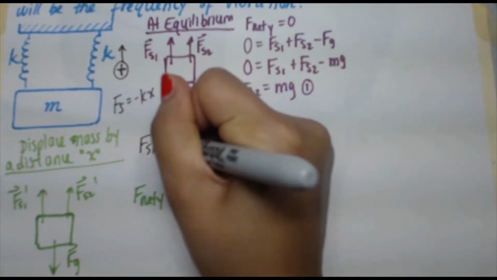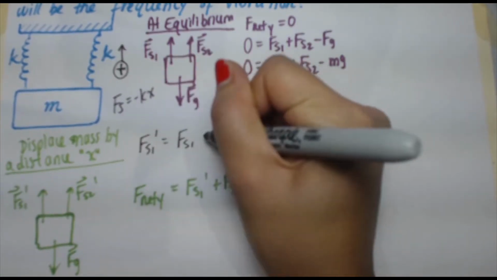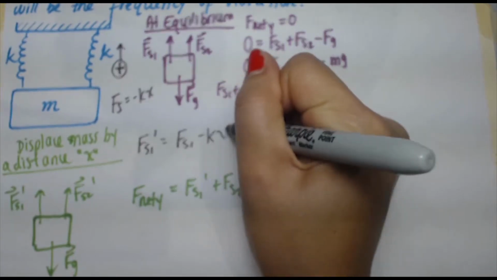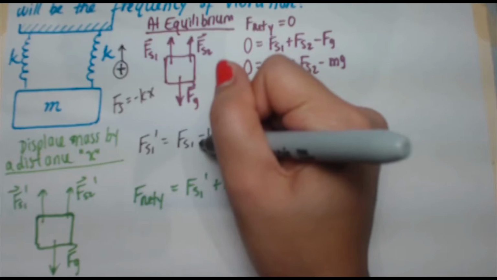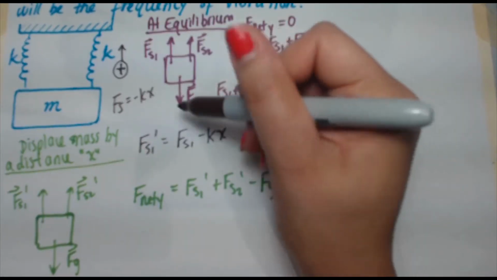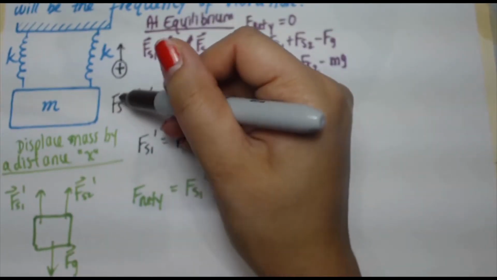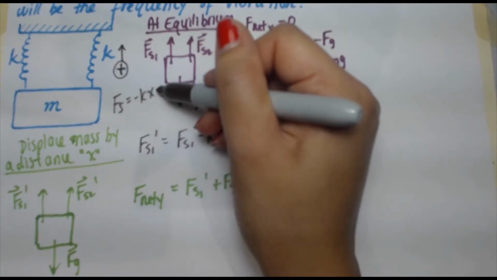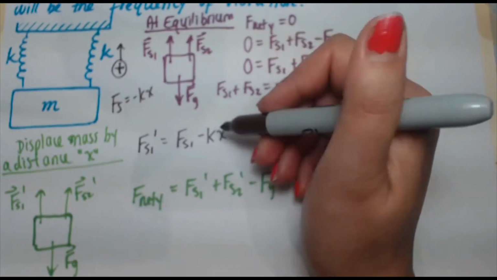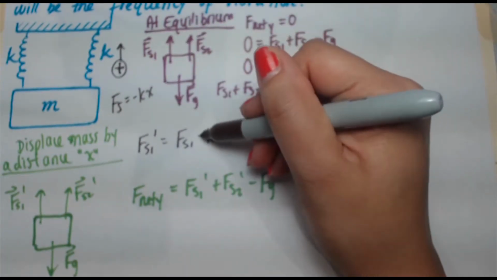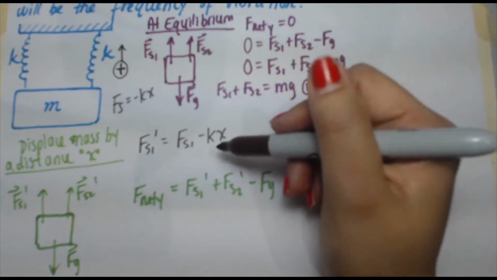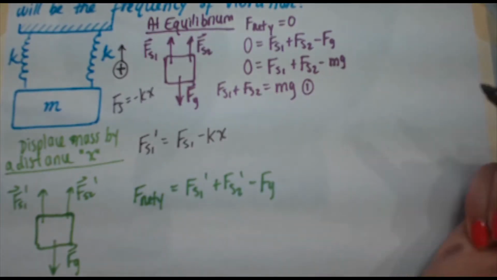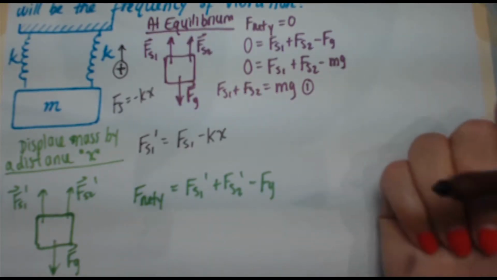Fs1 prime is just the original force Fs1 minus kx. And okay, don't look at the minus as I'm taking it away. We know the force is getting bigger. The minus is from here, okay? We're adding the additional spring force. And because we're stretching, x is going to come out negative, all right? And by the negative x, this will become a plus. So this number is going to get bigger. So don't look at it like that it's negative, it's getting smaller. No, it's going to get bigger.